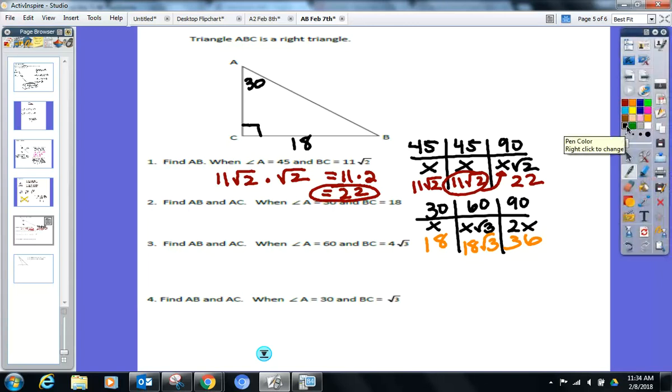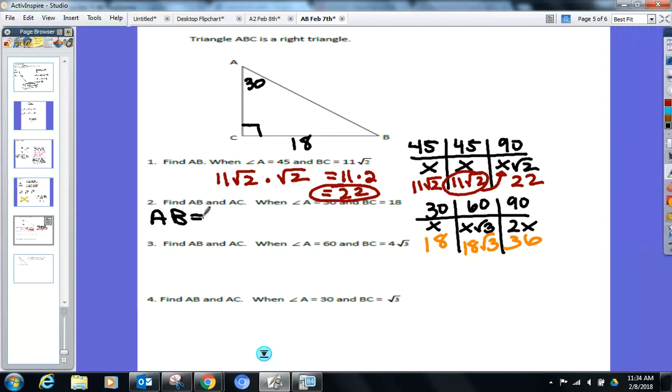All right, so go back. We didn't finish the question, though. AB. Where was AB? That was across from the 90. What did we put across from the 90 in our chart? 36. And then AC was across from the, what degree measure? 60. What did we put? 60 was 18 radical 3.